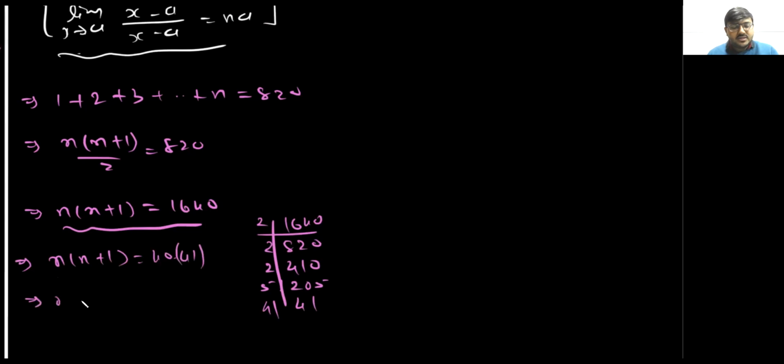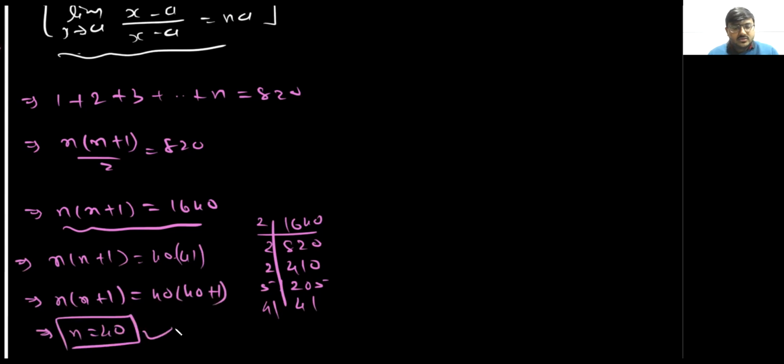So for better understanding, I can say n into n plus 1 equals 40 into 40 plus 1, hence n is equal to 40. So it's the simplest one. Moving on to the next one.